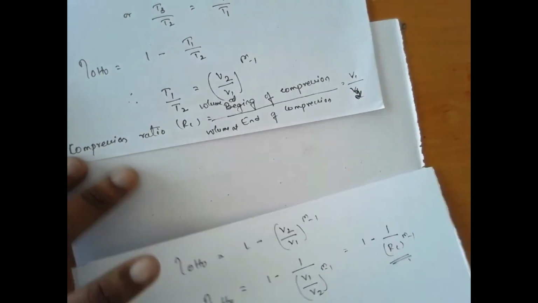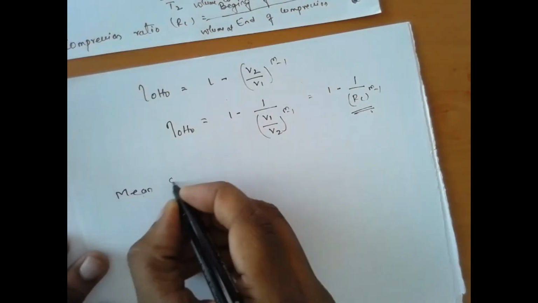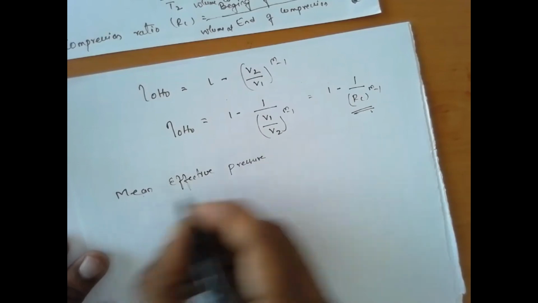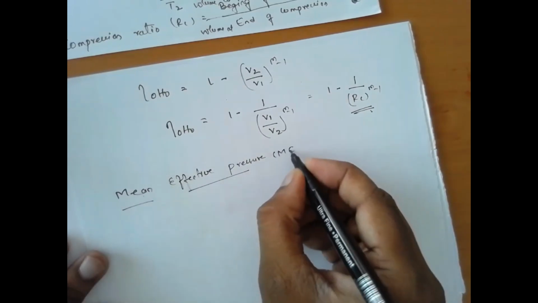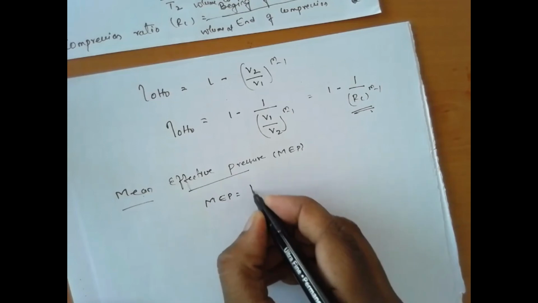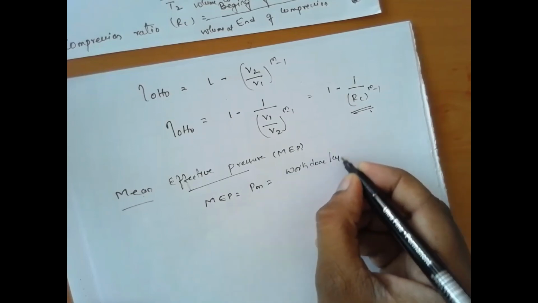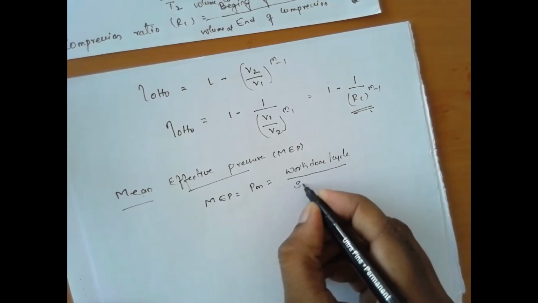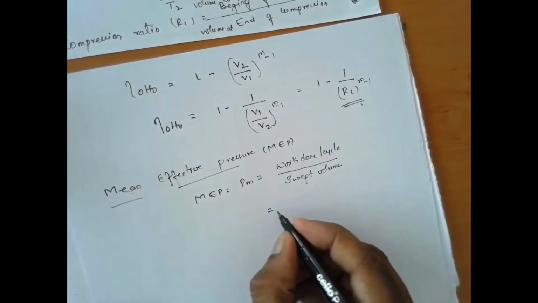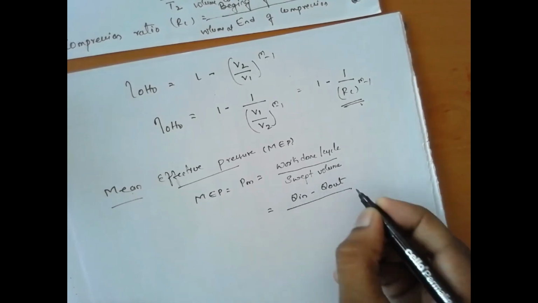We shall see what expression is required for mean effective pressure. So, mean effective pressure of the Otto cycle, also called MEP. The MEP definition: MEP, Pm, is equal to work done per cycle divided by swept volume. Work done by the cycle means Q in minus Q out.